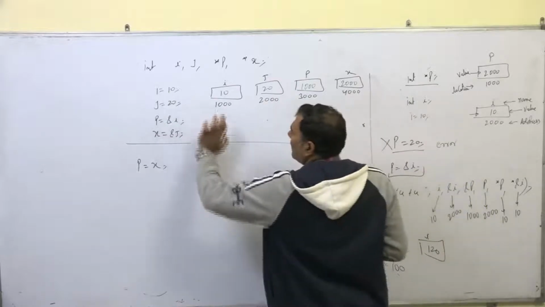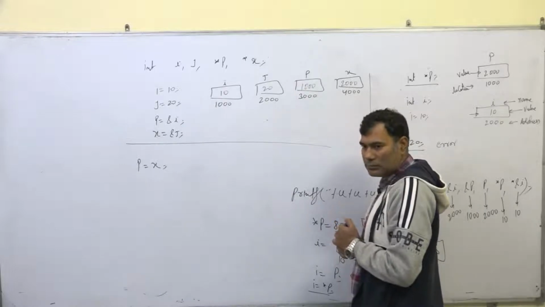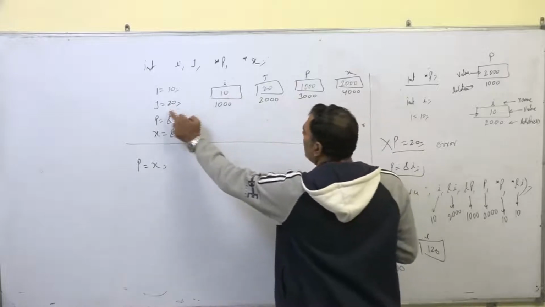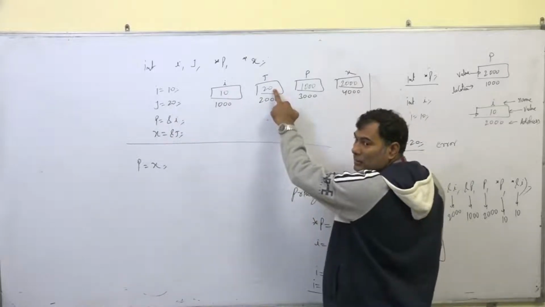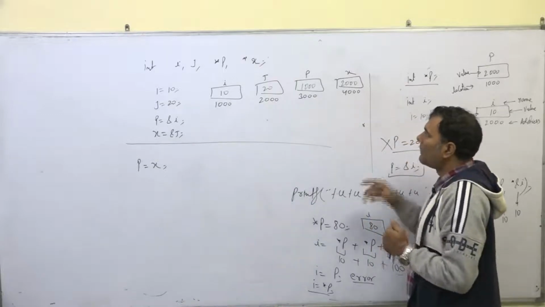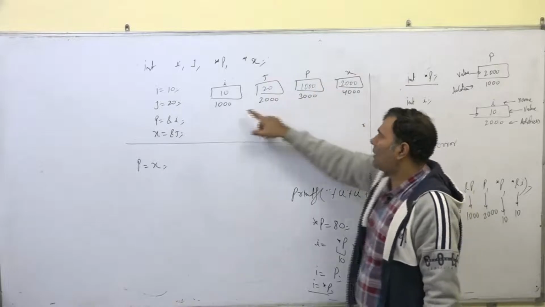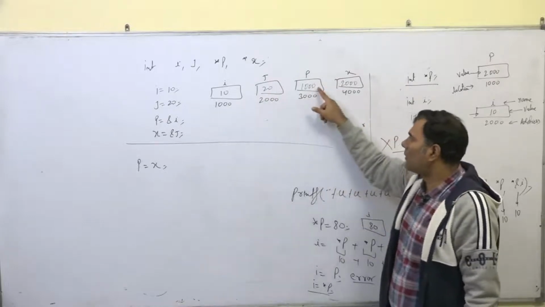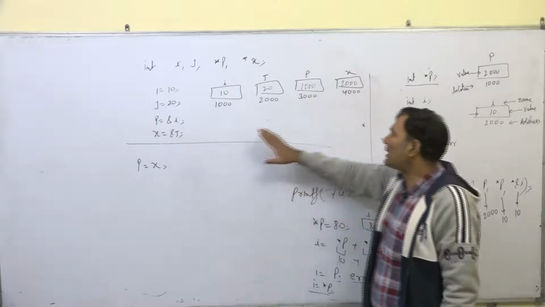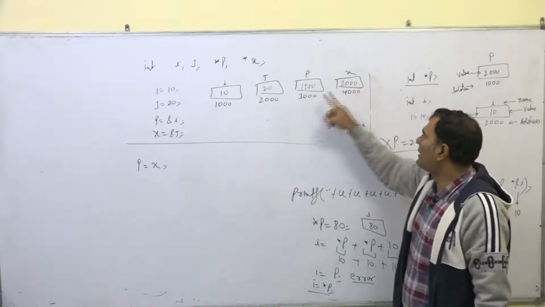I equal to 10, whether it is correct or not. Correct. Why? I is a normal variable, so it can hold 10. J equal to 20, so the value of J is 20. P equal to address of I. So in P you can store an address. Address of I is 1000, you can store it. And X equal to address of J. X is a pointer, so it can hold an address.